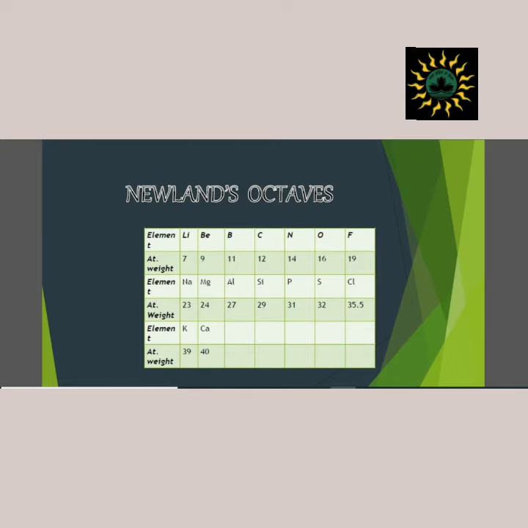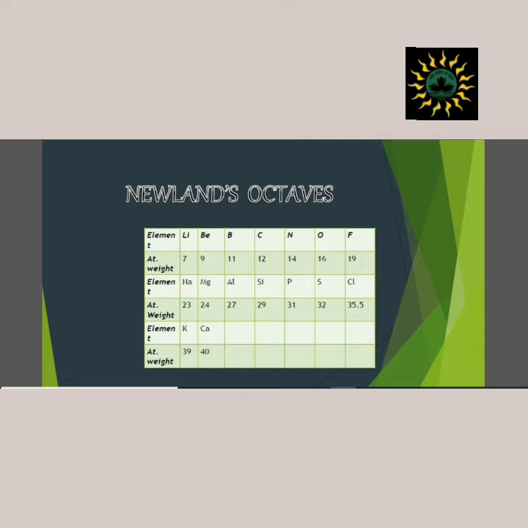This is the representation of Newland's law of octaves up to atomic number 40. This table is given up to atomic number 20, calcium, because after that Newland's law of octaves is not correct. So up to calcium, Newland's law of octaves is actually correct.